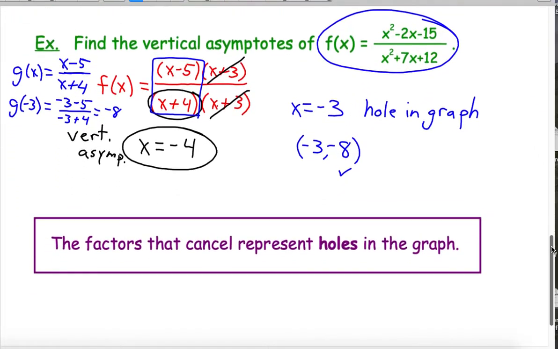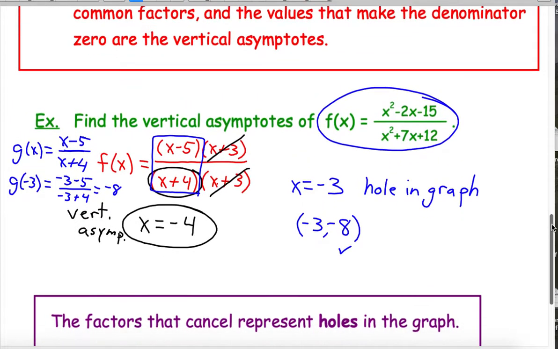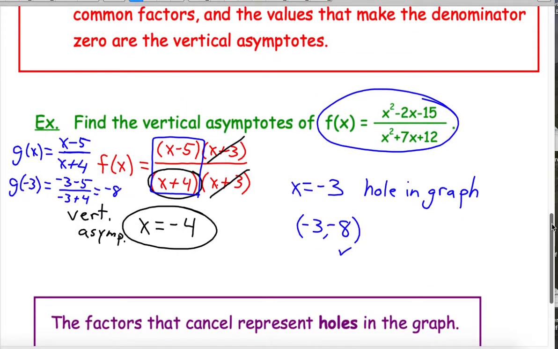So it turns out we found two things here. We can find vertical asymptotes by factoring the numerator and denominator, canceling any common factors, and whatever makes the denominator 0 is going to be a vertical asymptote. And any factors that cancel represent holes in the graph.